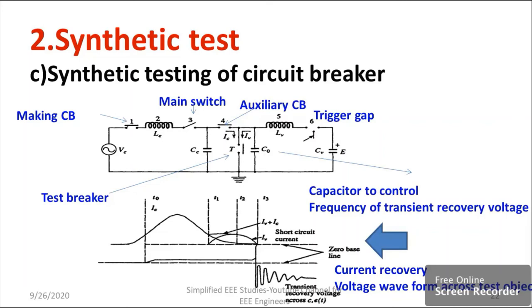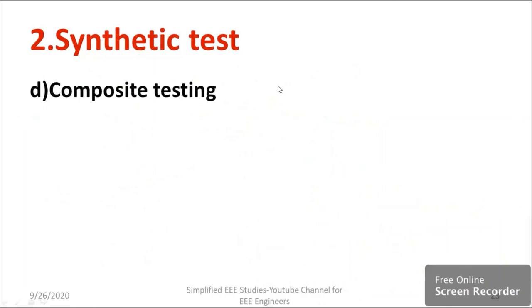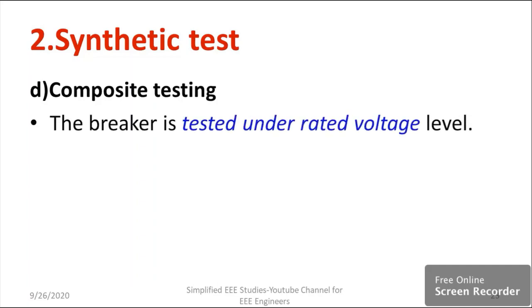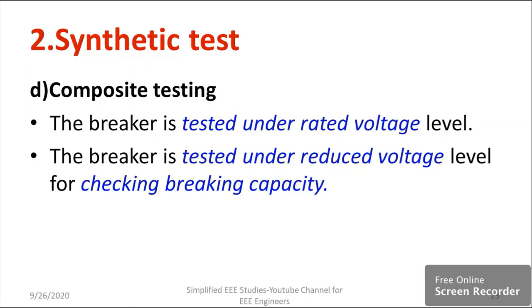So this is how we are going to do the synthetic testing of circuit breaker. Now let us understand the importance of composite testing, why we are conducting composite testing, and what are the major procedures involved in composite testing. The breaker is tested under rated voltage level. The breaker is tested under reduced voltage level for checking the breaking capacity. The main purpose of doing the composite testing is to check the breaking capacity.